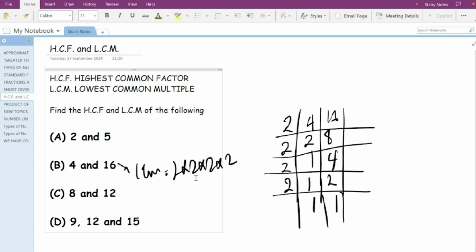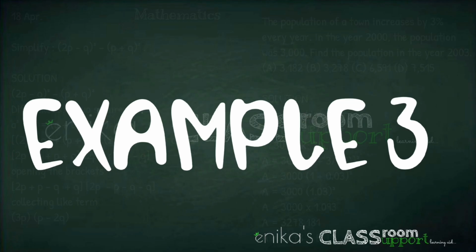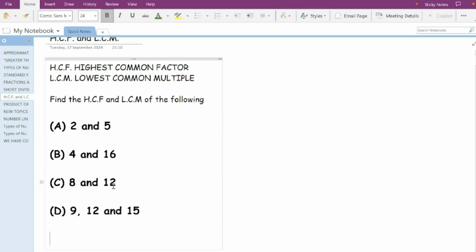You have it as 2 times 2, 4, 4 times 2, 8, 8 times 2, that's 16. LCM of 4 and 16 is 16. Example 3. Now let's take the next values, 8 and 12.